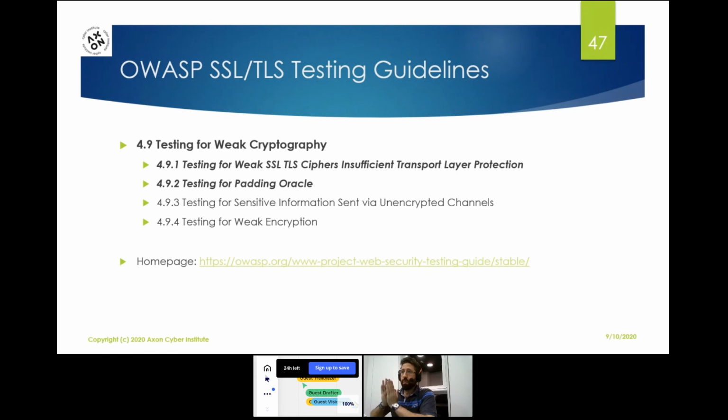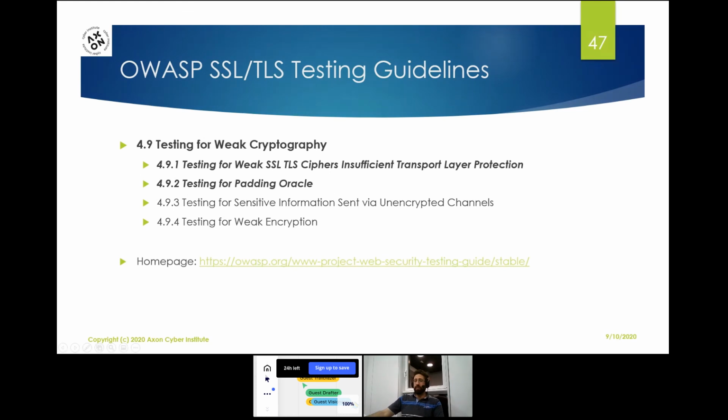So the last portion of this webinar is related to the OWASP testing guide. Those of you who are familiar with it know OWASP is a non-profit organization responsible for web application testing. They have a framework for testing web applications and also mobile applications. And in their testing guide, there is one section just for SSL and TLS, and the number of this section is 4.9.